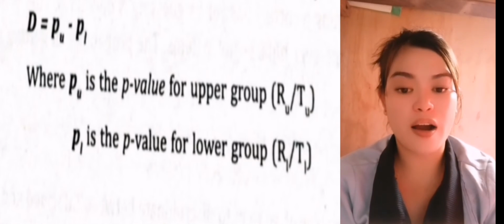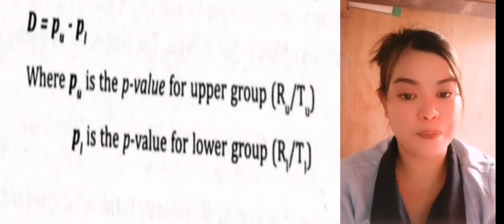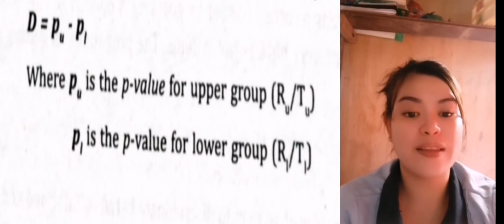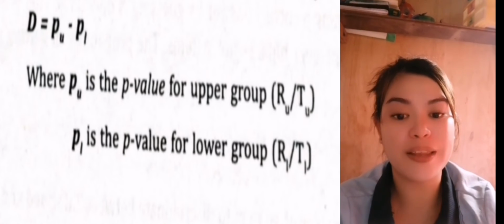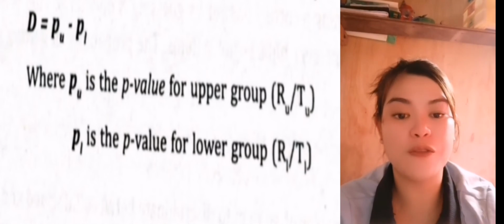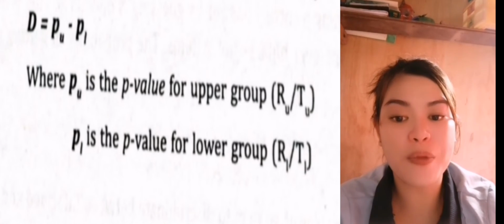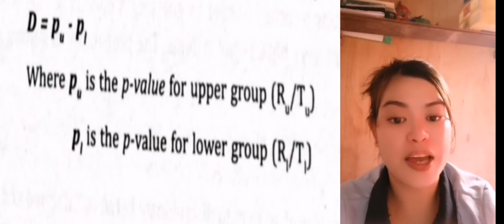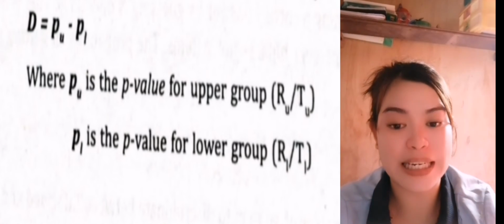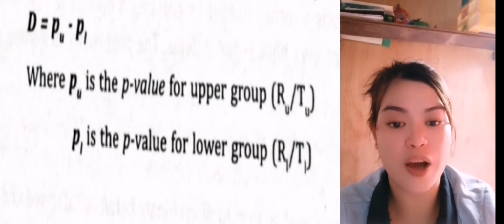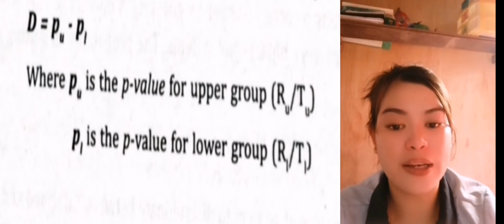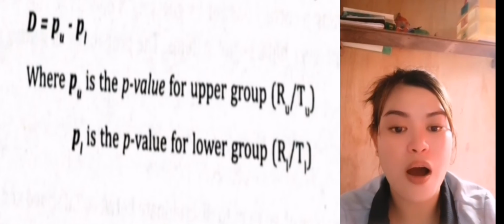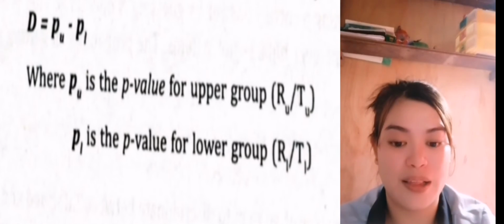As you can see, R over T is actually the p-value of an item. So to get D is to get the difference between the p-value involving the upper half and the p-value involving the lower half. So the formula for discrimination index, D, can also be given as D equals PU minus PL, where PU is the p-value for the upper group, RU over TU, and PL is the p-value for the lower group, RL over TL.